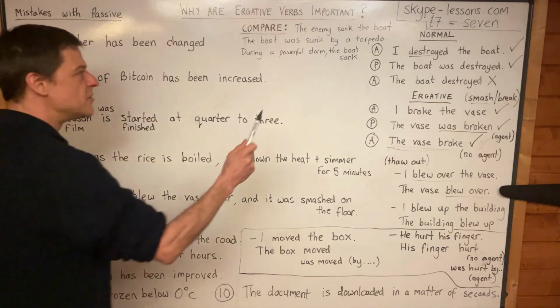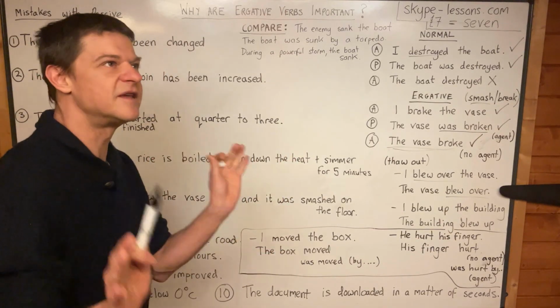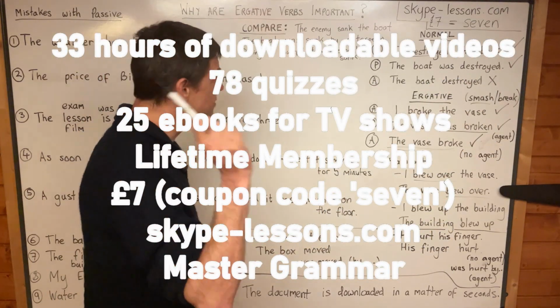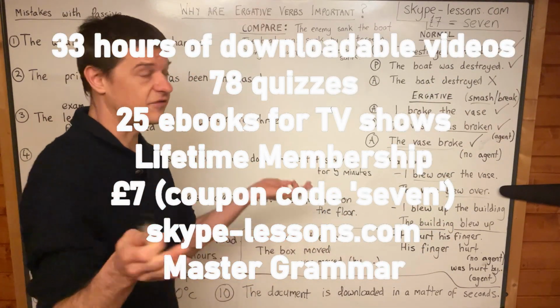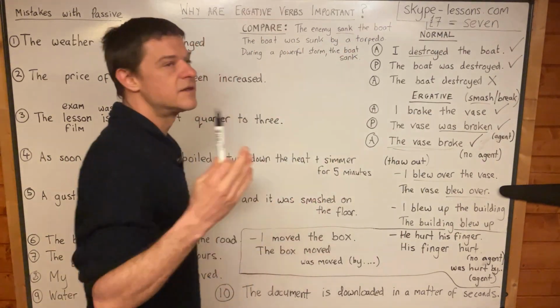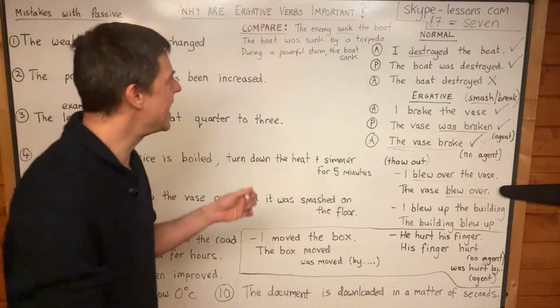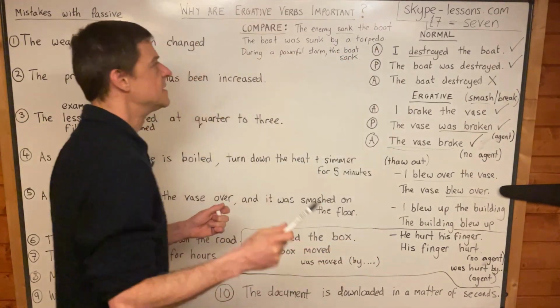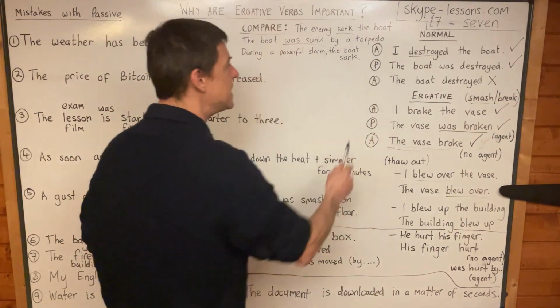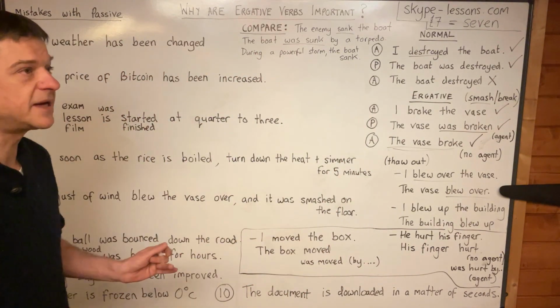And I'm going to show you a few more examples so that I hope this information really starts to sink in. Sink is an ergative verb, what a boat does when it's destroyed. But you can say, the enemy sank the boat, with a torpedo. The enemy sank the boat. You can also say, the boat was sunk by a torpedo.